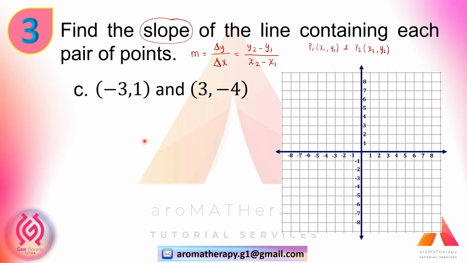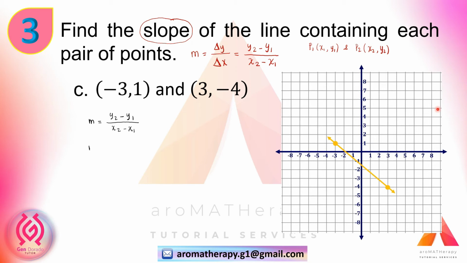Okay, let's proceed to letter C. For letter C, we are given with points negative 3, 1. I-graph na agad natin. And 3, negative 4. Ayan. So, let's connect these points. What is the formula in finding the slope of the line? We have M is equal to, copy nyo to, y sub 2 minus y sub 1 over x sub 2 minus x sub 1.